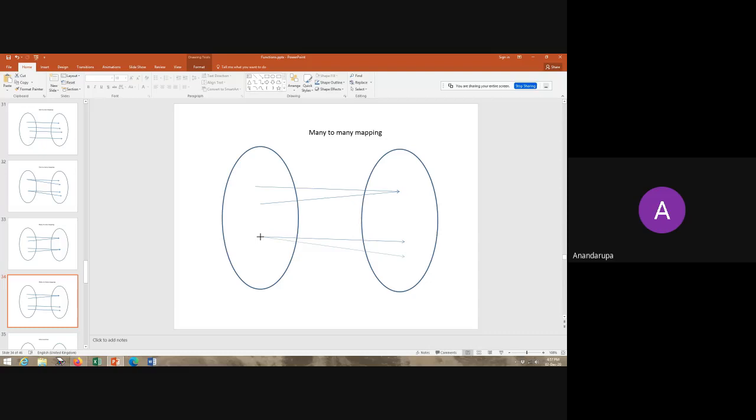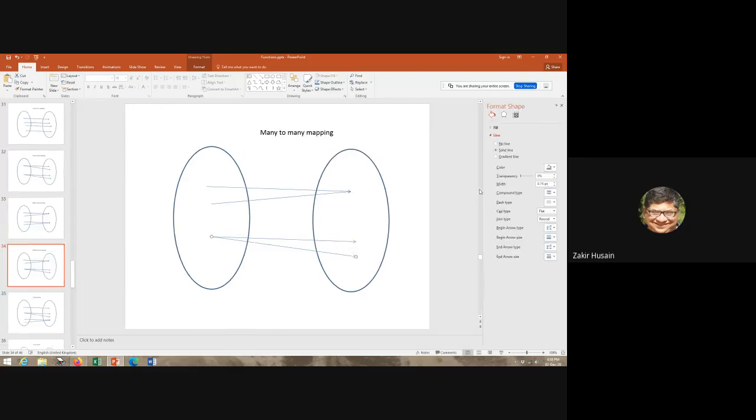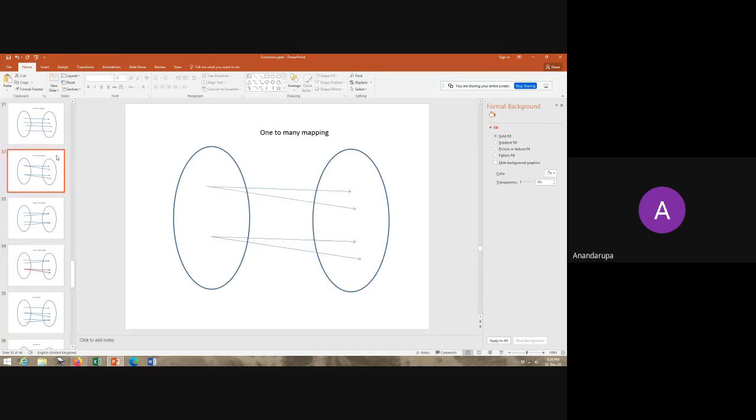Sir, I had a question. Yes, please. Sir, could you please give an example of one-to-many function? One to many function. Yes, sir.